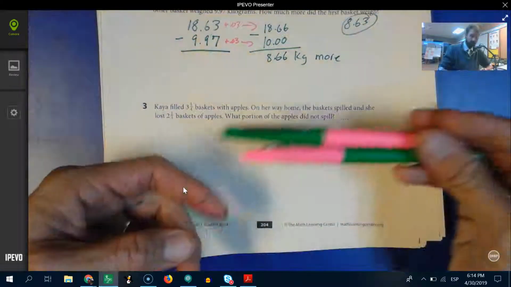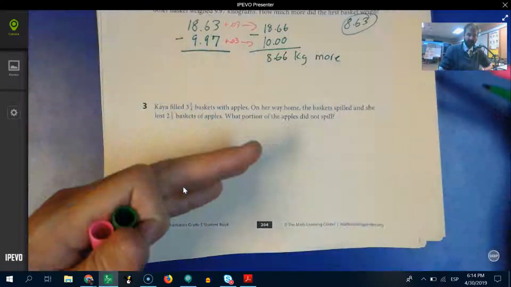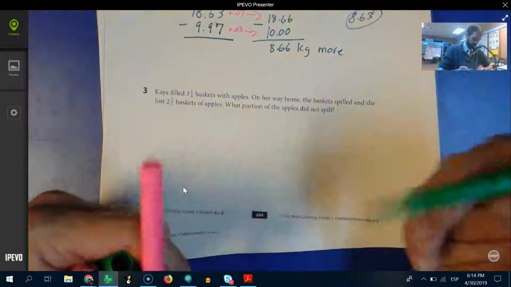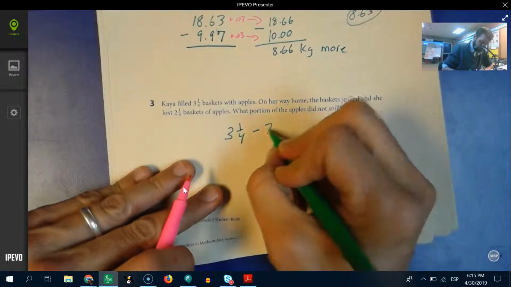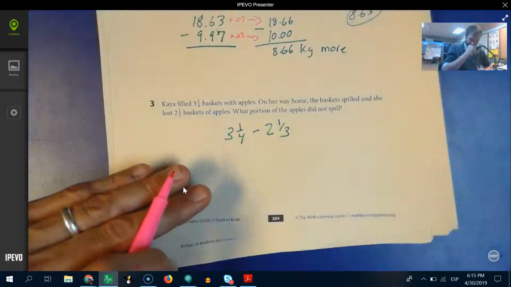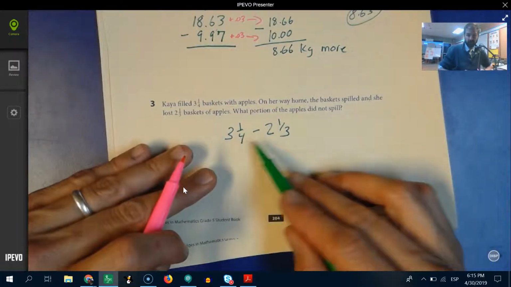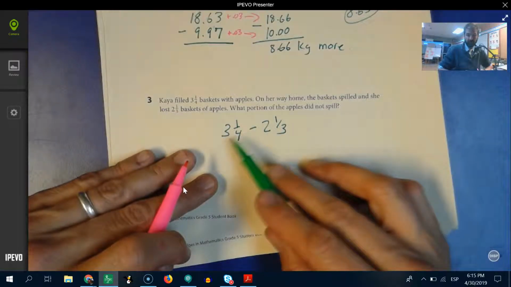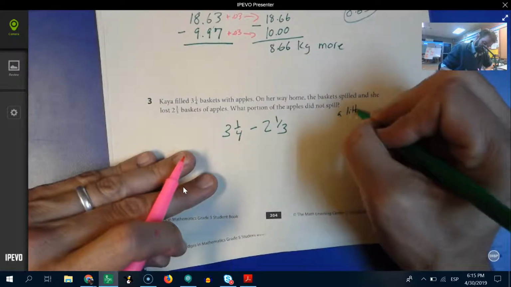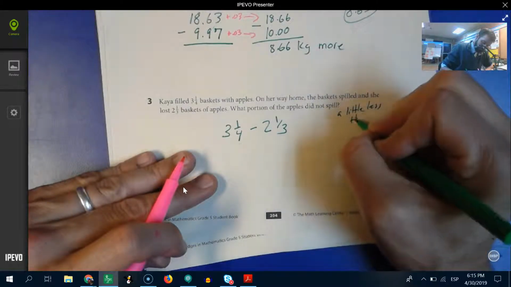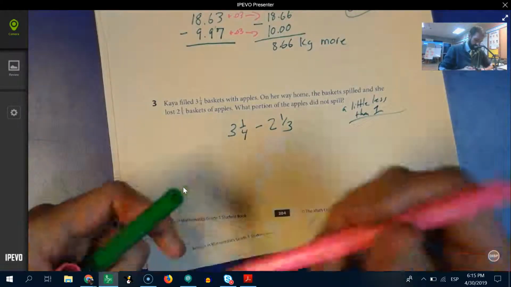So we want to know, I had these apples. I had spilled. What didn't spill? Sounds like subtraction to me. It's going to be 3 1/4 baskets minus 2 1/3. That's 3 1/4. It's going to be 1, but then a third is more than a fourth, so it's going to be a little less than 1. Let's see how it goes.